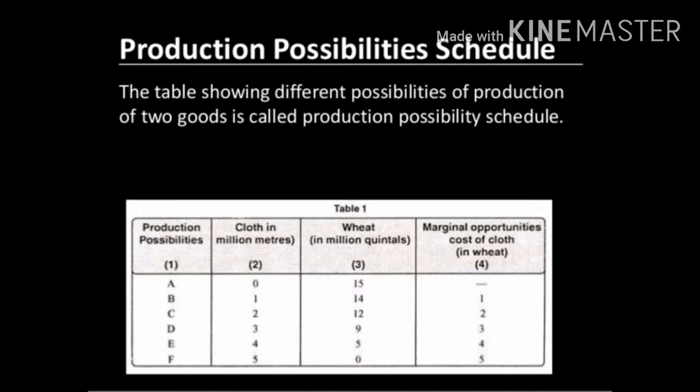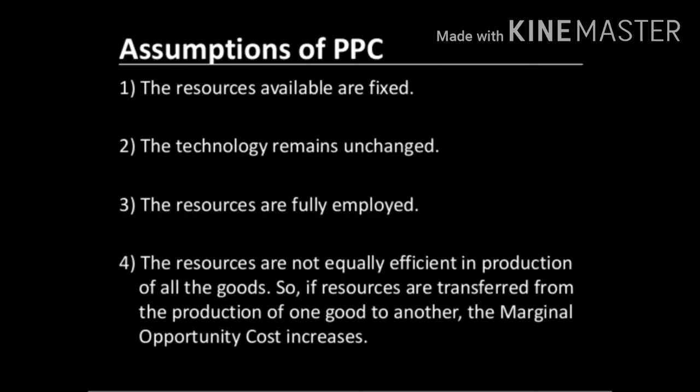In the same way, we can calculate MOC for all the combinations. So it is a very simple formula. It is nothing but the change in good Y by change in good X. So when one good is increasing, the other good is decreasing. So we have to sacrifice one good to produce the other good. So that is the concept of production possibility. So this will help to remove the problem of what to produce.